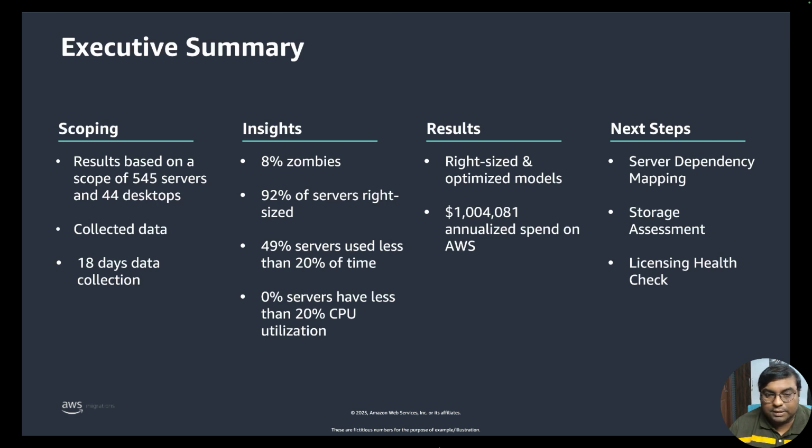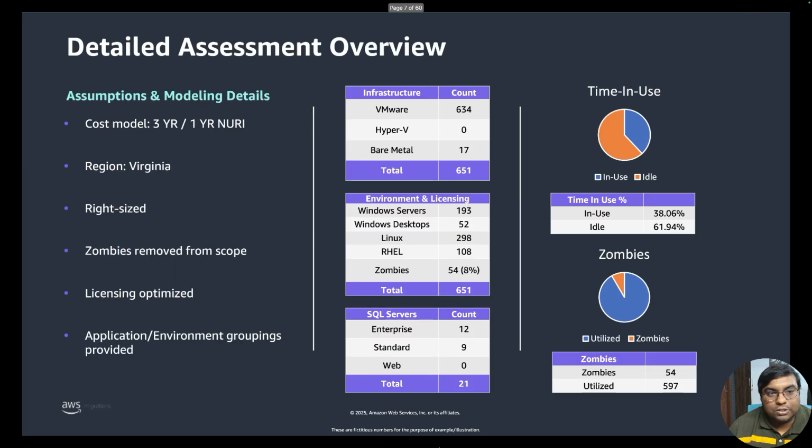It says 8% zombies, basically nothing is being used, and the executive summary shows that it collected data for 18 days. So it's just a summary of what everything is about. Then it gives you the detailed assessment overview. It gives you a cost model for 3 years and 1 year, whether you run this in Virginia, remove the zombie scope, licenses optimized, and all that stuff.